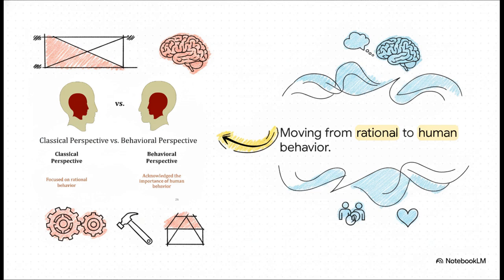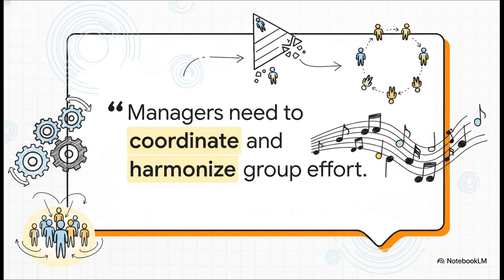On the left here, we have the old classical perspective, represented by a mind focused purely on rigid rational behavior. But on the right, we see the behavioral perspective, which fundamentally acknowledges the massive importance of human psychology in shaping management style. It was a total shift from seeing people as tools to finally seeing people as humans. Enter Mary Parker Follett.